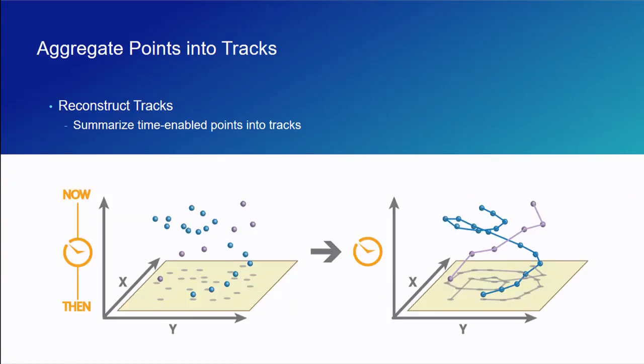Reconstruct tracks. Here we have 2 tracks. We have the purple and blue tracks. And you can see that the time is the z-axis. So we've reconstructed those tracks based on the color, which would be their identifier, and the time we automatically order by time.